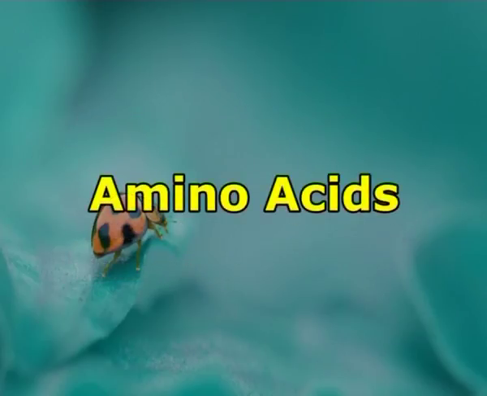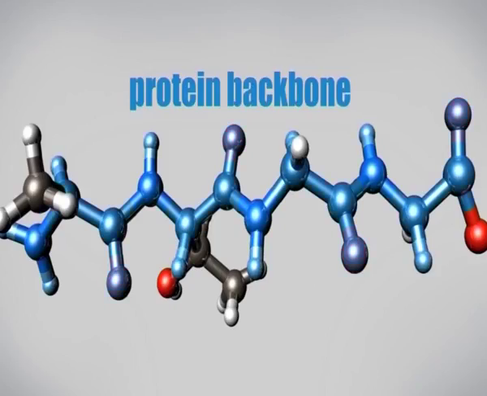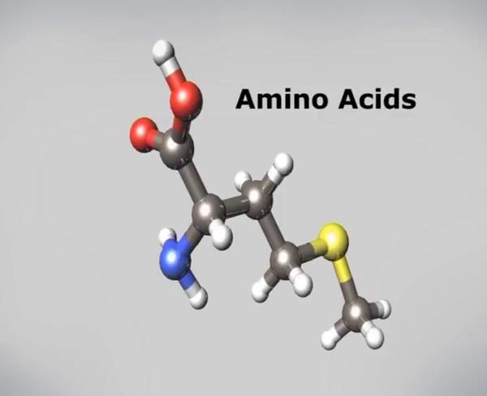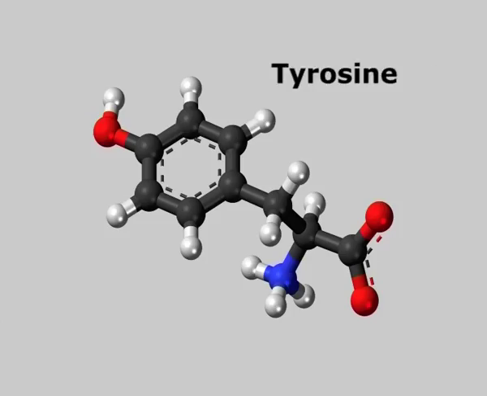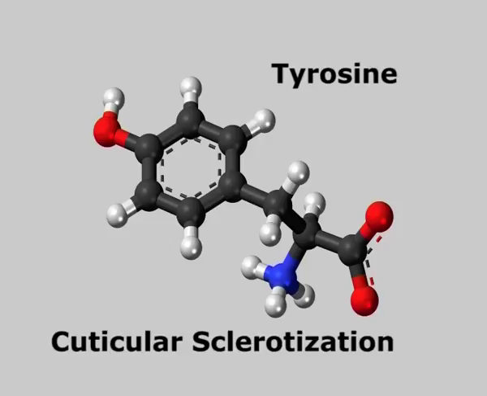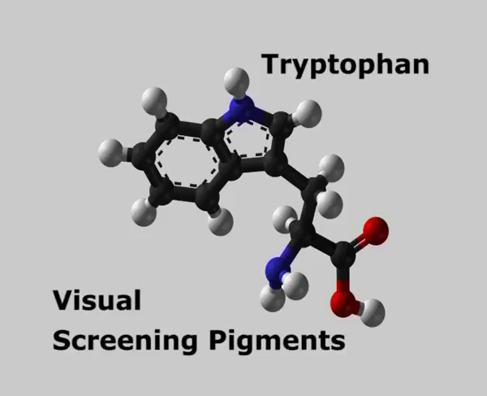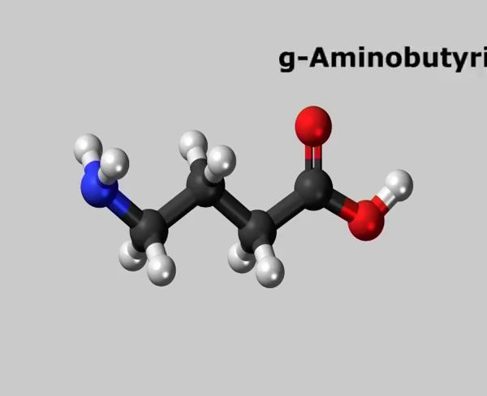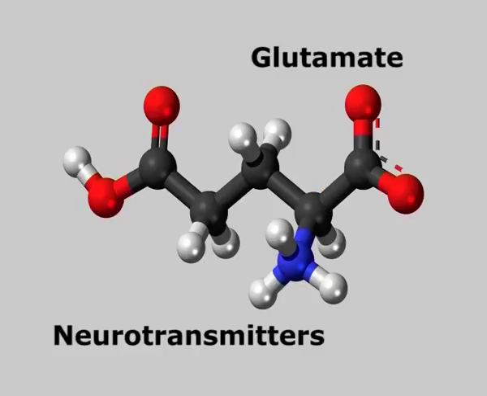Amino acids. Amino acids are required for the production of proteins, which are used for structural purposes, as enzymes, for transport and storage, and as receptor molecules. In addition, some amino acids are involved in morphogenesis. Tyrosine is essential for cuticular sclerotization, and tryptophan for the synthesis of visual screening pigments. Others, gamma-aminobutyric acid and glutamate, are neurotransmitters.